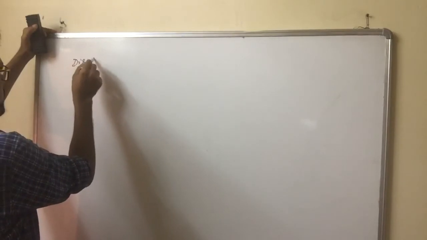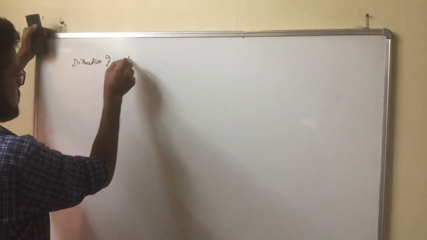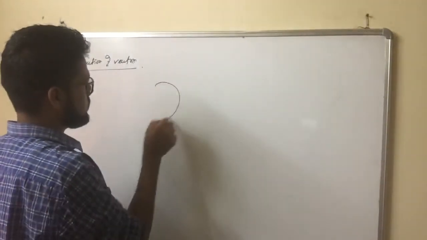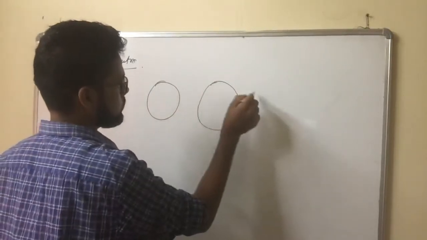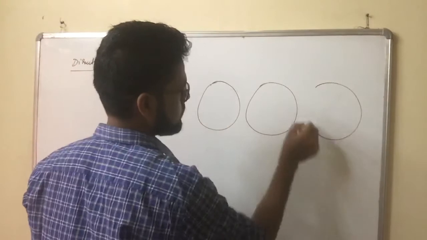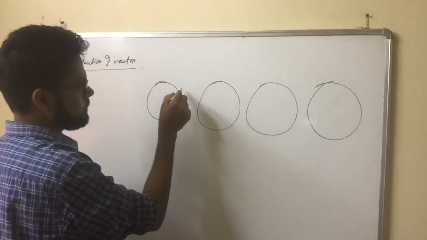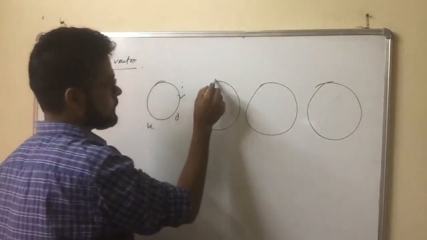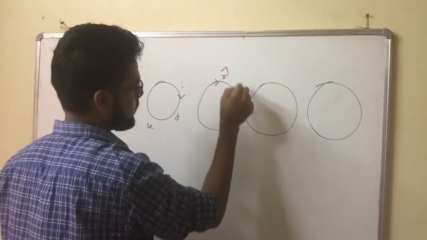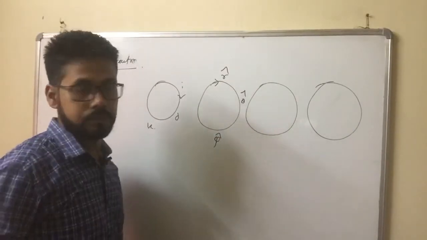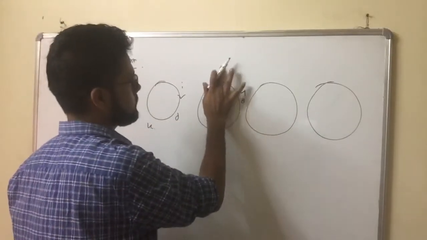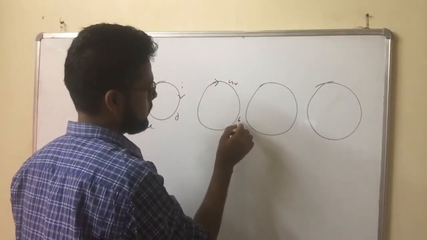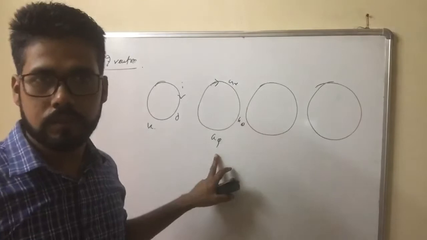Direction of vector, how can we remember? You see this is here, I'm going to draw a cycle. These are the unit vectors i, j, k in the rectangular coordinate system. In the spherical coordinate system we have r cap, theta cap, phi cap, and we normally write these unit vectors as a_r, a_theta, a_phi. These are the three unit vectors in spherical coordinates.